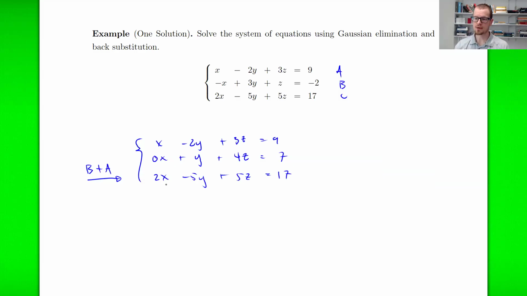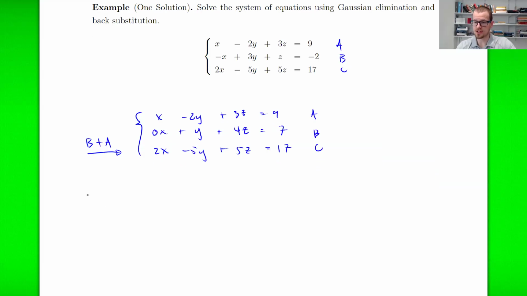Now I would like to get rid of these x's here. So again, referring to these as equations A, B, and C, what I would like to do is take equation C and manipulate this equation. How am I going to manipulate it? Well, I'm going to subtract 2 times equation A.